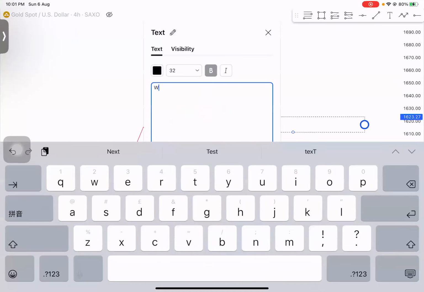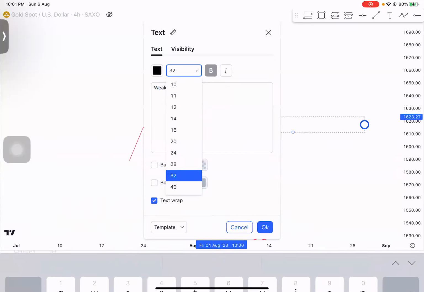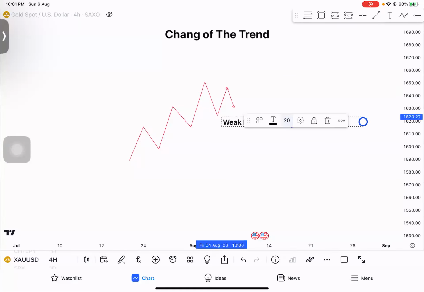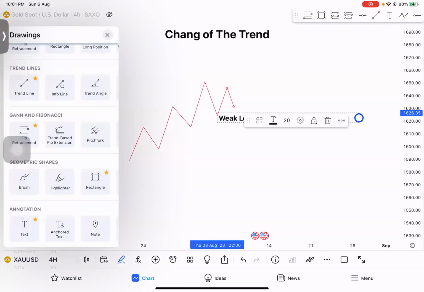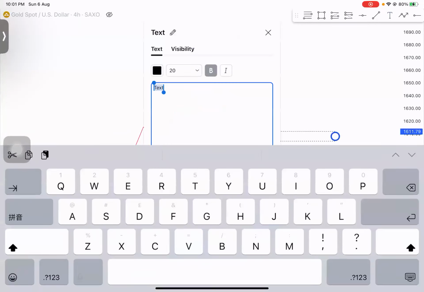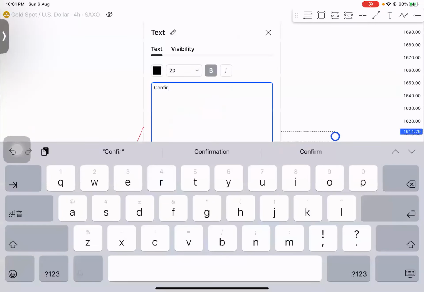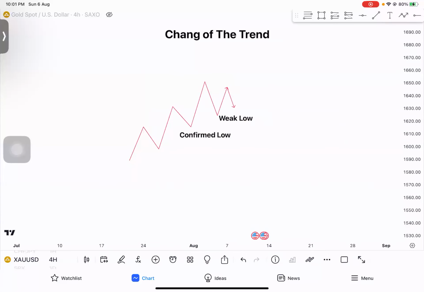Okay, let me show you, this is the weak low, and this is the confirm low. Once it's not able to break out on the previous high, this will become the weak low. This is a swing or internal swing.